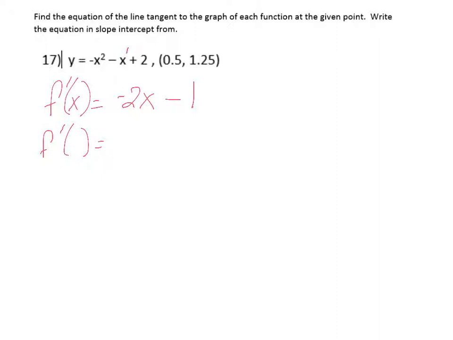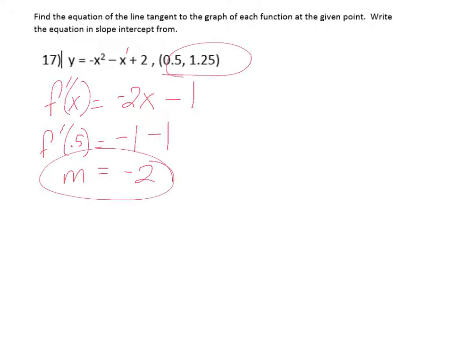Now I'm going to find the derivative at a particular spot. Not the derivative of x, but the derivative at 0.5. That means I'm going to plug 0.5 in for x. -2 times 0.5 is -1, minus 1, that's going to equal -2. Now remember that when you find the derivative, what you're finding is the slope of the tangent line. I just found the slope of my tangent line to be -2.